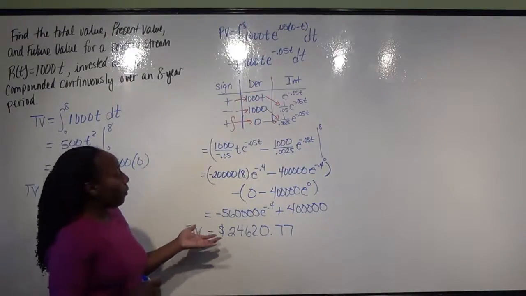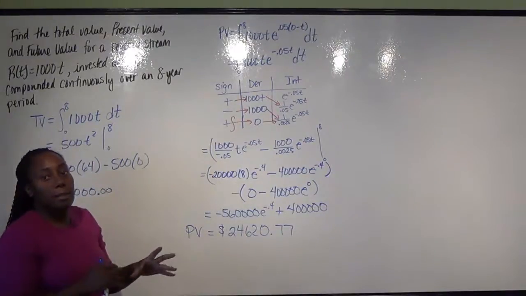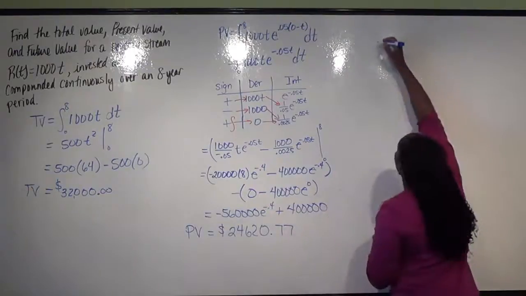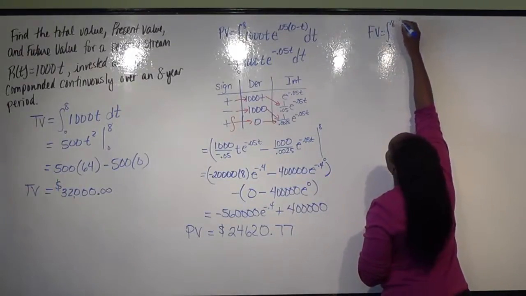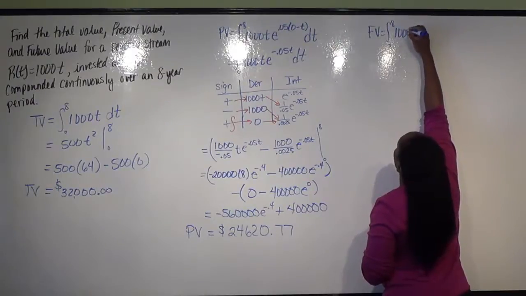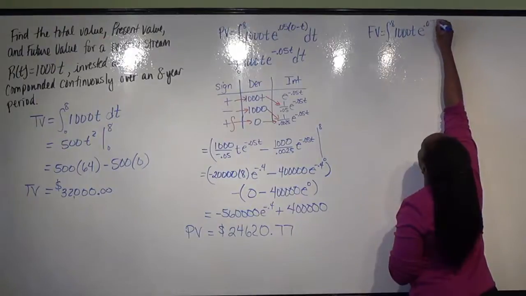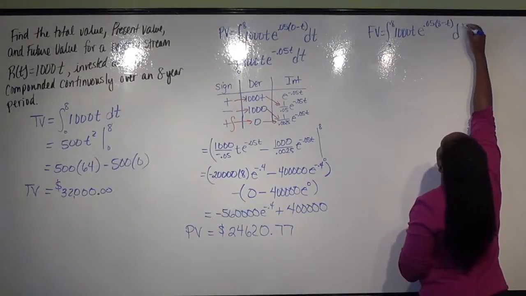Now, again, for the future value, we're going to do basically the same thing. The only difference, again, is that our exponent changes some. So for future value, we're looking at, again, the integral from 0 to 8 of 1,000t, there's our revenue, e to the 0.05 is our interest rate, but then we're going from the end to our time, dt.